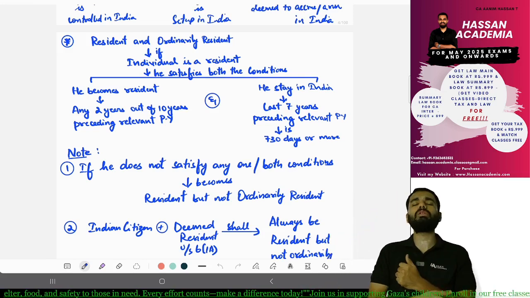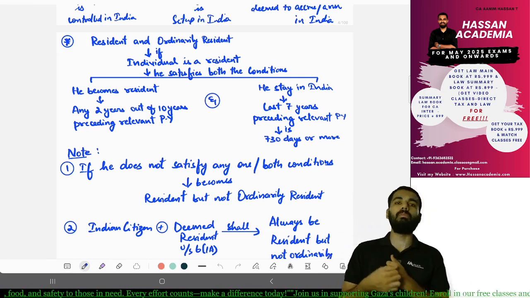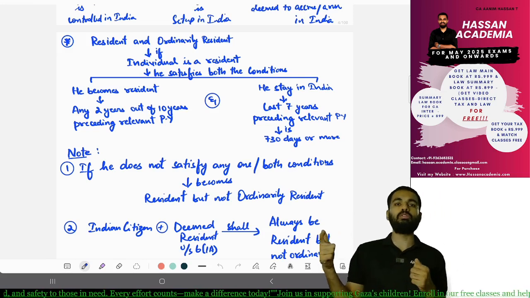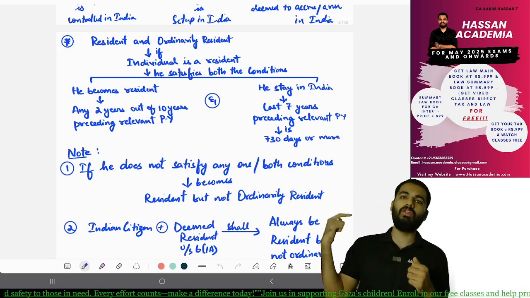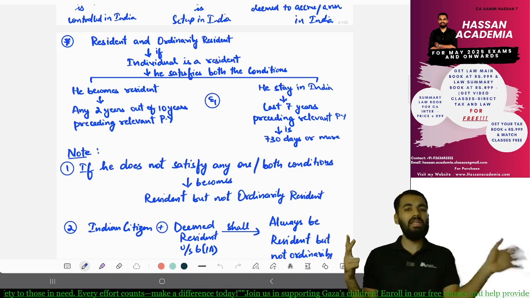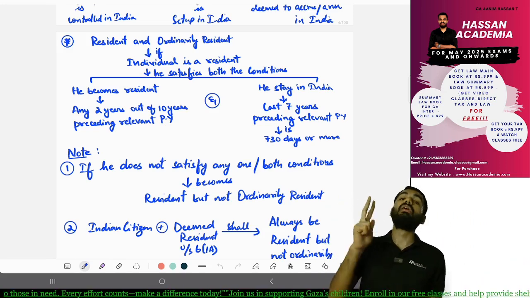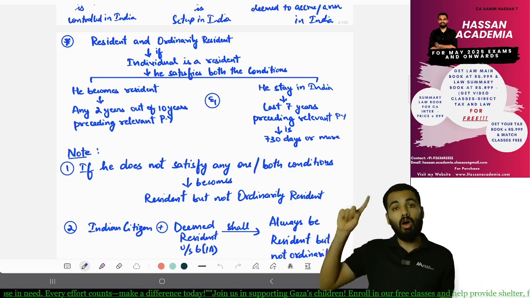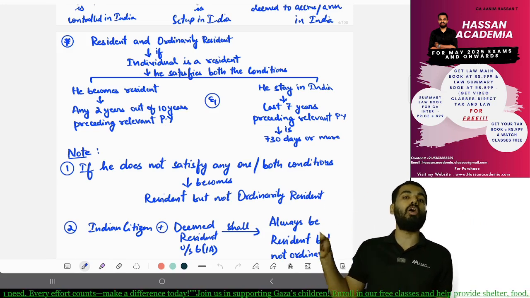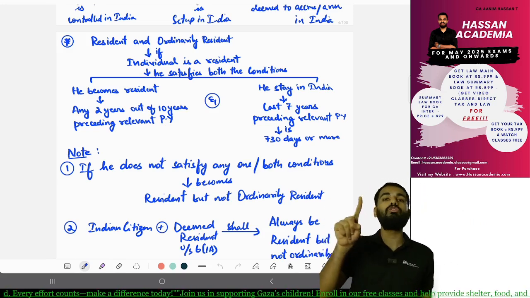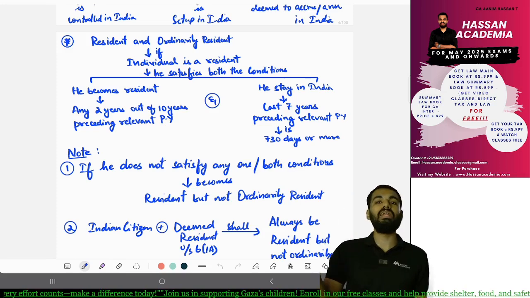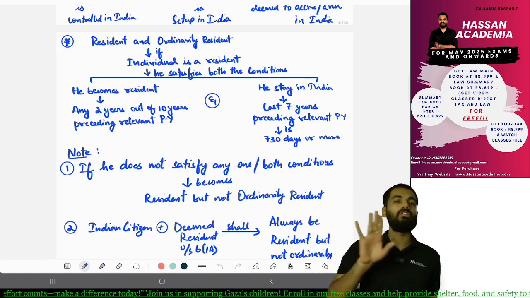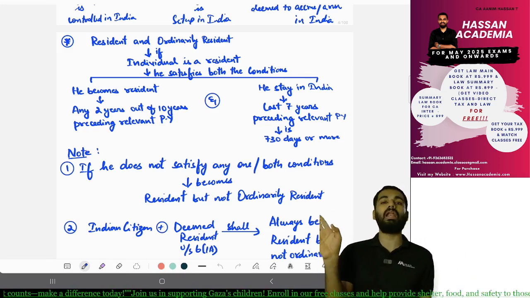Next. We saw something about deemed resident. When can you become a deemed resident? Indian citizen, his total income other than foreign income is more than 15 lakhs, and in another country he is not taxed. He is a deemed resident. If he becomes a deemed resident, he is also deemed to be resident but not ordinarily resident, RNOR. You don't have to check 2 out of 10 years or 730 days out of 7 years. Automatically he becomes RNOR.